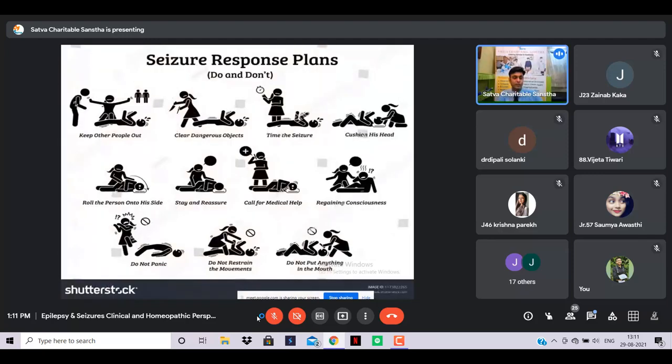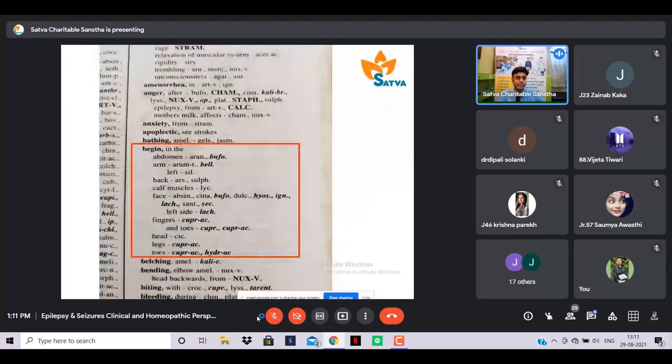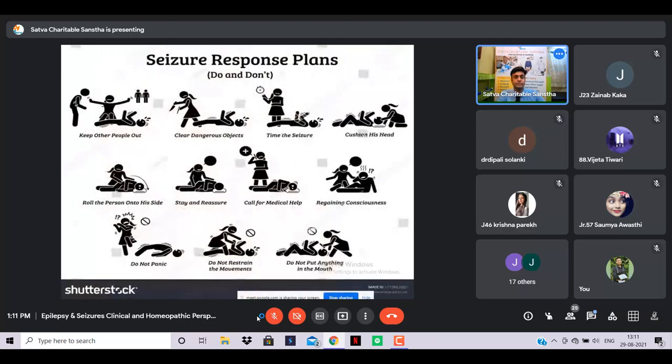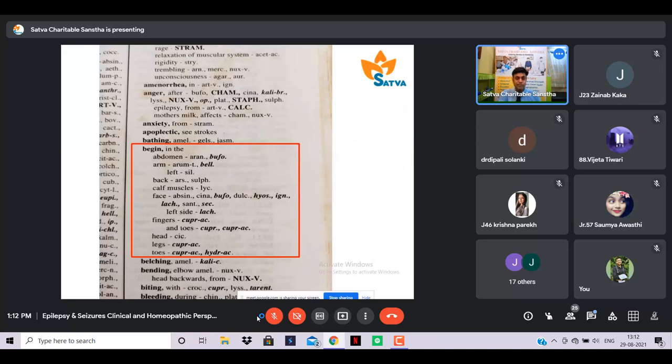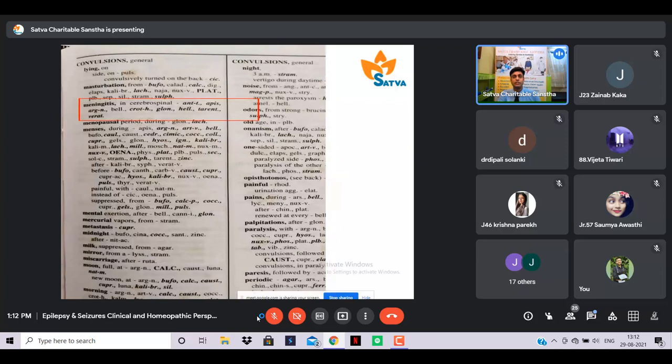I think many more slides are there. Would you like to continue, or shall we call it a day? I think we have discussed the approach very well, and we have understood how to take the history and identify the remedies. I will just briefly go through these slides, if you allow me. We have already discussed in which part of the body the convulsion begins. Then there are convulsions because of infection, because of meningitis. The rubric has been mentioned, and there are various drugs written there.